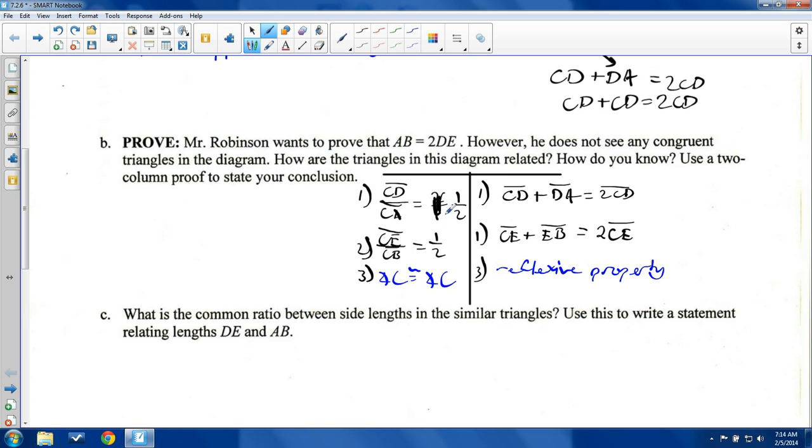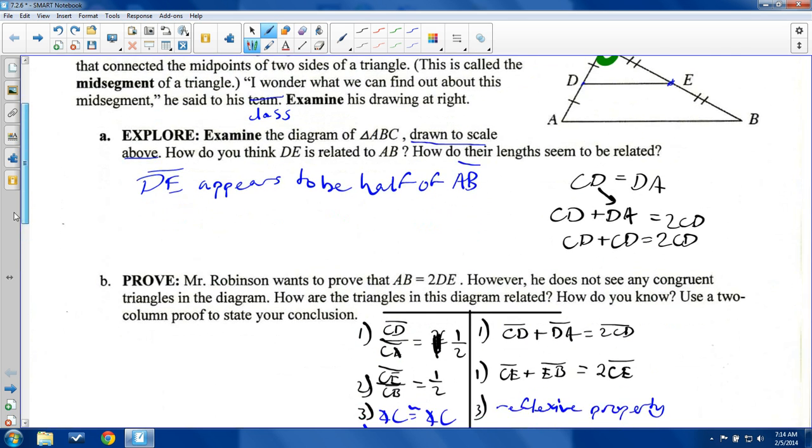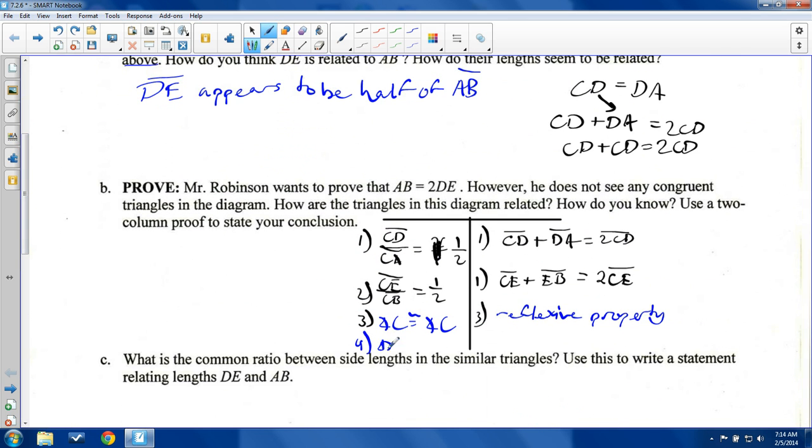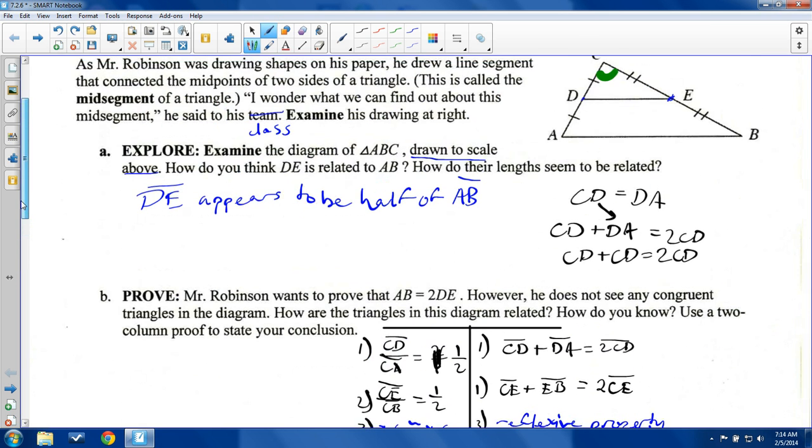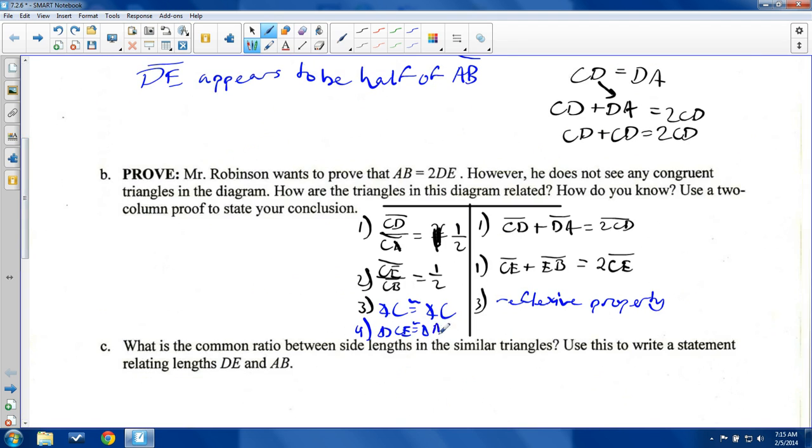Okay, because I have same side ratios here and the angle in between is congruent to itself, then I can say that triangle DCE is congruent to triangle ACB. I'm sorry, not congruent, similar, triangle ACB by side angle side similarity theorem, or conjecture.